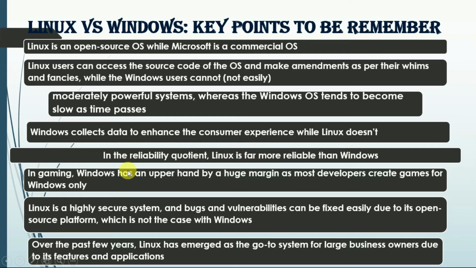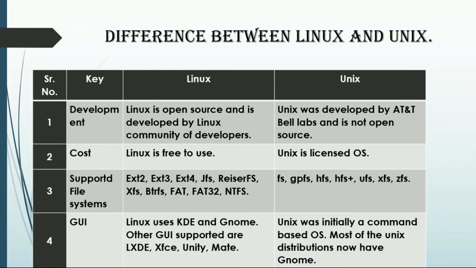In gaming, Windows has the upper hand by a huge margin, as most developers create games for Windows only. Linux is a highly secure system, and bugs and vulnerabilities can be fixed easily due to its open source program. Over the past year, Linux has emerged as the go-to system for large business owners due to its features and applications. Now we are coming to the difference between Linux and Unix as well.